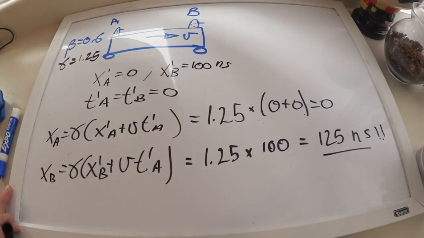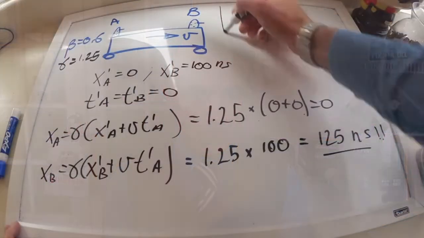Now we subtract one from the other and get that xB minus xA is equal to gamma times x prime B, which is 1.25 times 100 nanoseconds. This is 125 nanoseconds. So how is it possible that from the tunnel reference frame both Daleks are separated by 80 nanoseconds, but the holes are separated by 125 nanoseconds? What have we missed? Yeah, what did we miss?